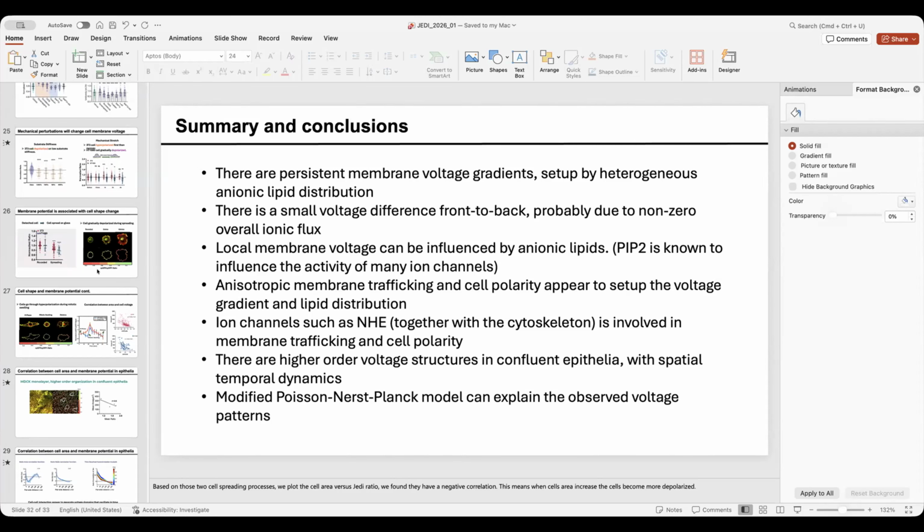And also a lot of experiments have shown that if you apply external voltage or an external potential, that can change membrane potential, that can change cell migration, cell polarity, right? We saw that also with JEDI and anionic lipids. So they do respond to external electric fields, which presumably influences anionic lipid distribution, but also influences ion channel activity.